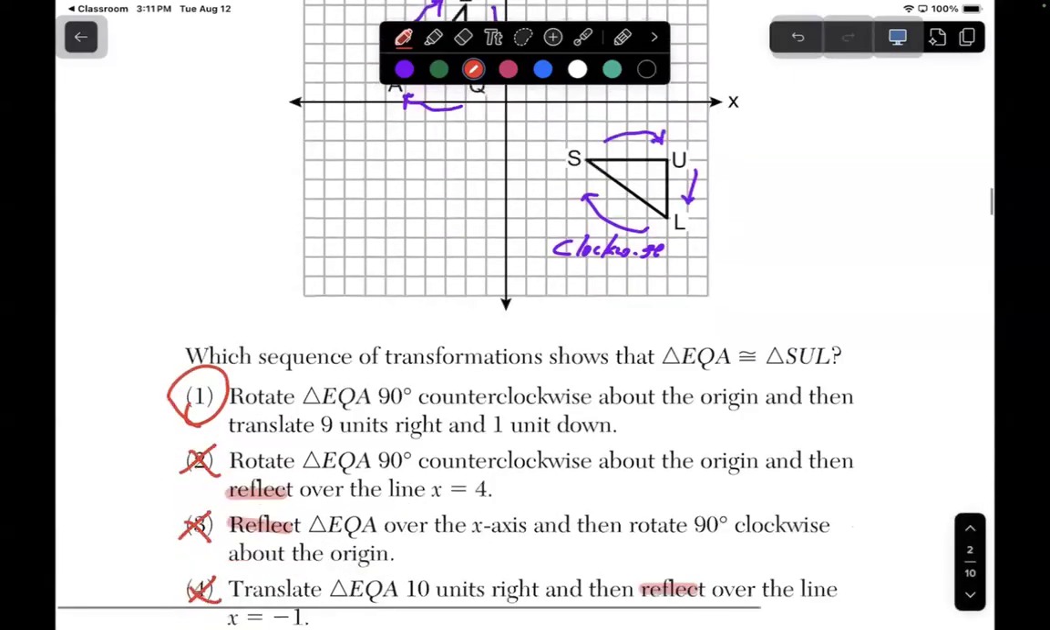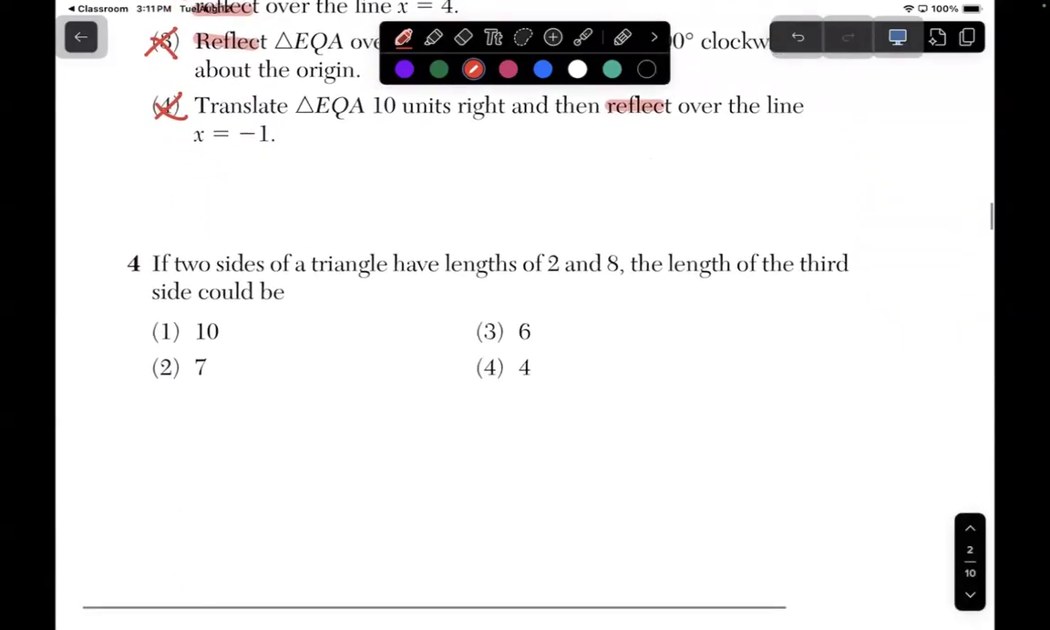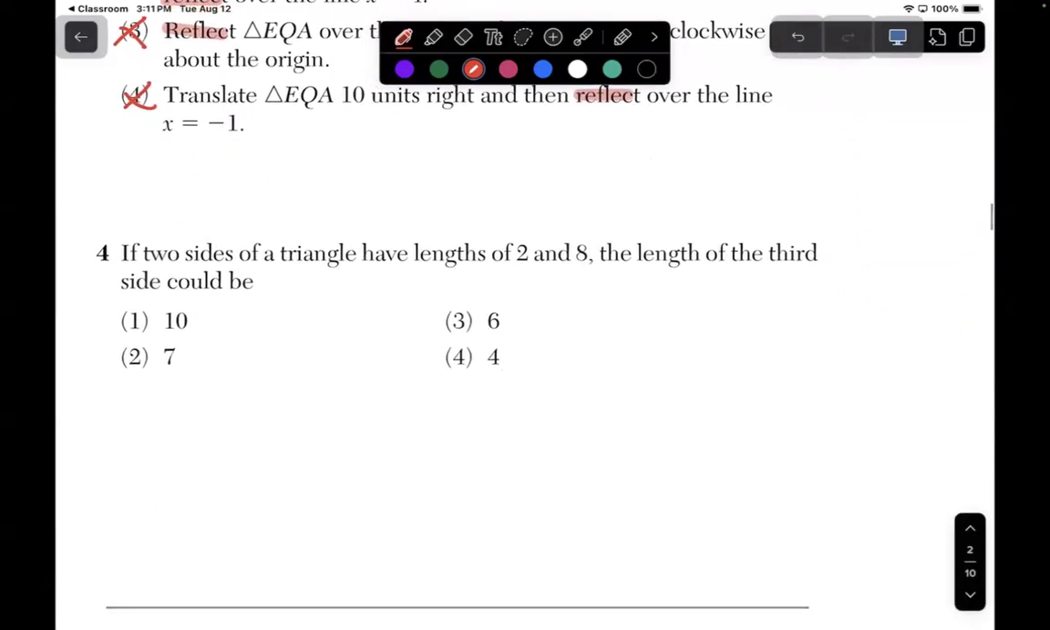All right, moving on. When I saw that question in June, I was like, yes, so easy.